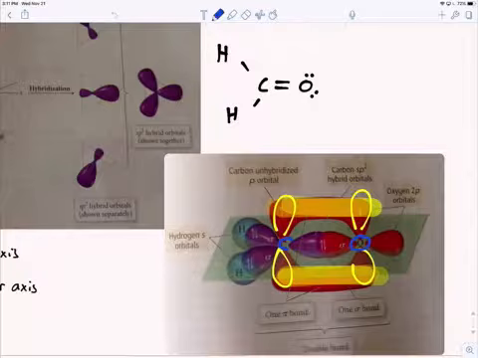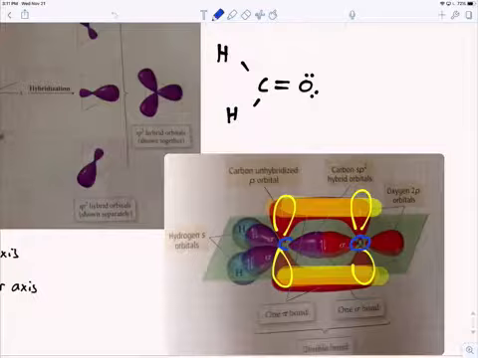So here's carbon with the sp2 hybridized orbital, and there's a hydrogen here, and then there's an overlap here, but now there's an open p orbital. The open p orbital can give the second bond, the pi bond. So let me explain this.